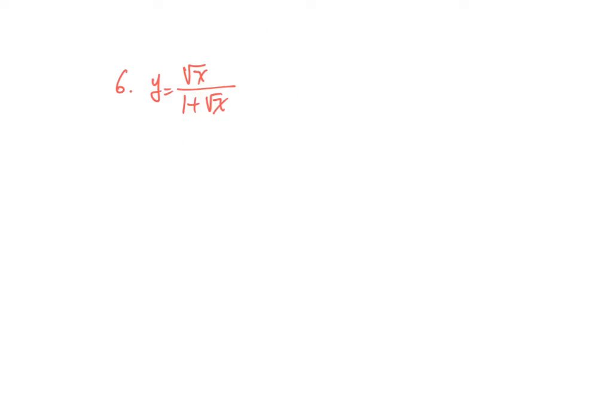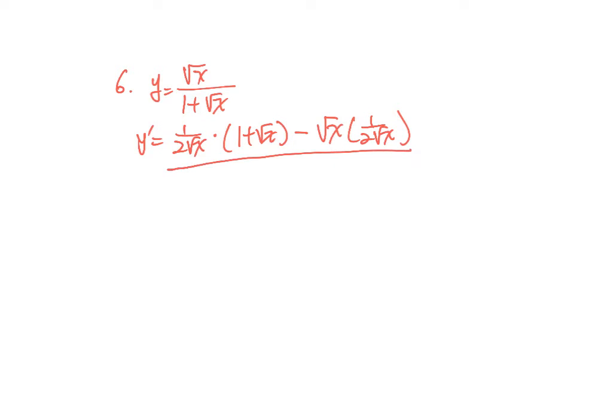Number 6 looks like I have a quotient rule. So I'm going to take the derivative of the first one times the second part, which I'll leave alone, minus the first one left alone times the derivative of the second. And that's just going to be 1 over rad x. And all over the bottom, which has to be squared.